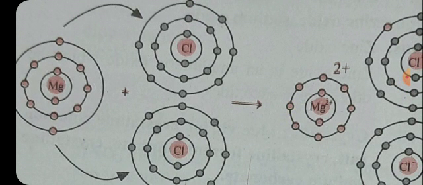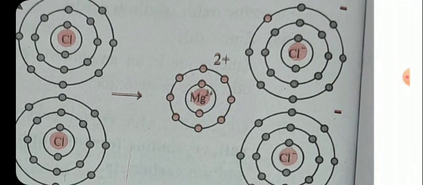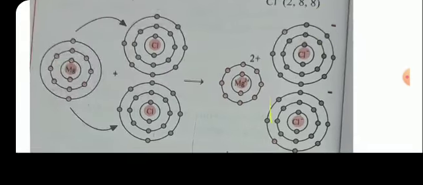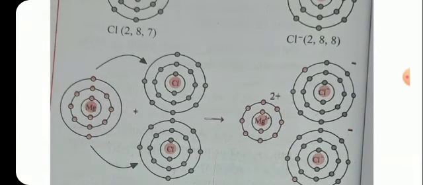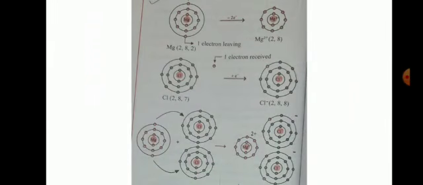Two chlorine atoms accept 1 electron each from magnesium atom. Here you can clearly see each chlorine atom accepts 1 electron each from magnesium atom, and they are converted into two chloride ions, and magnesium ion is formed. So magnesium ion with two positive charges and two chloride ions with one negative charge each. So such type of ions are formed, and due to electrostatic force of attraction, an ionic bond is formed, and this results in the formation of magnesium chloride. Clear to you all how magnesium chloride compound has been formed here?